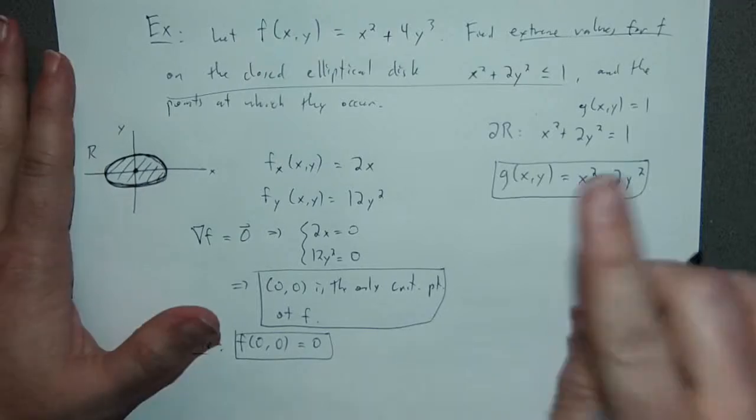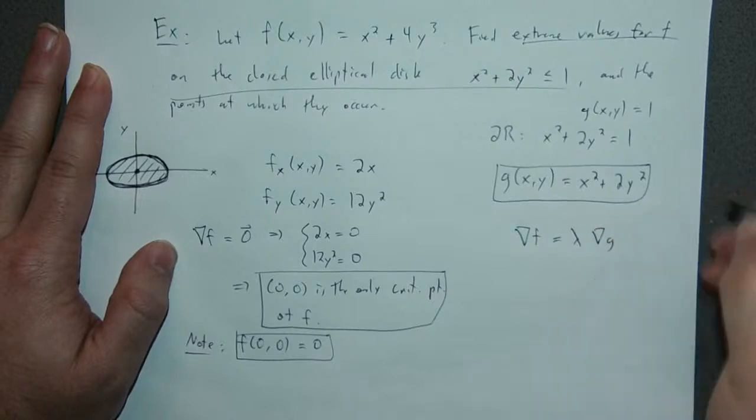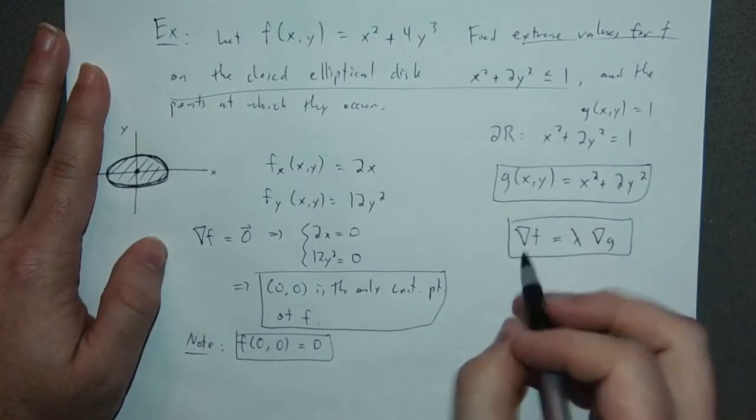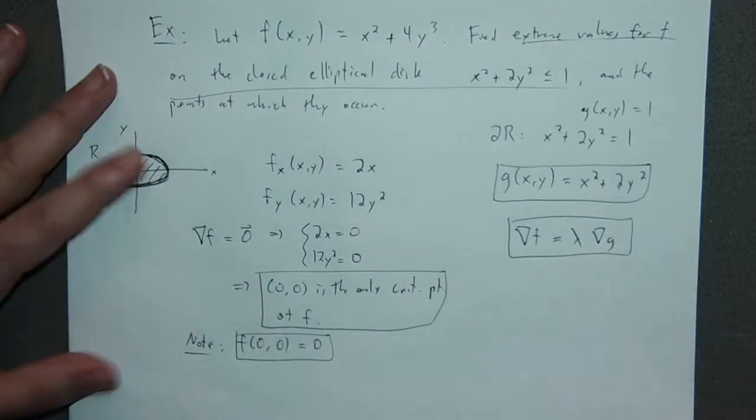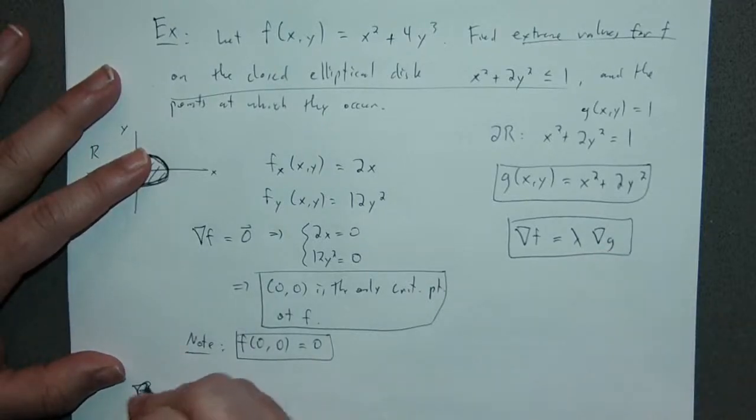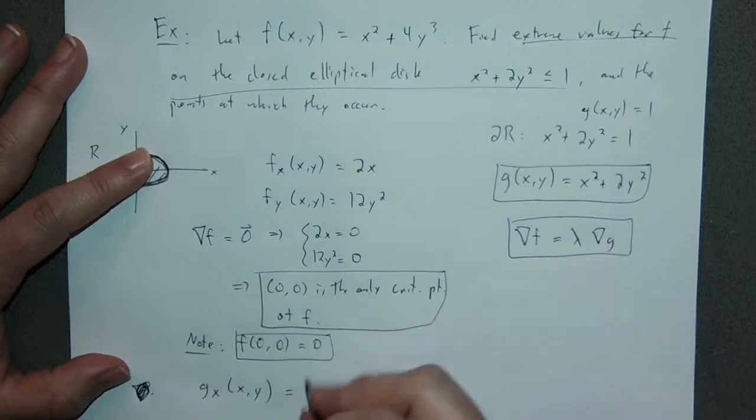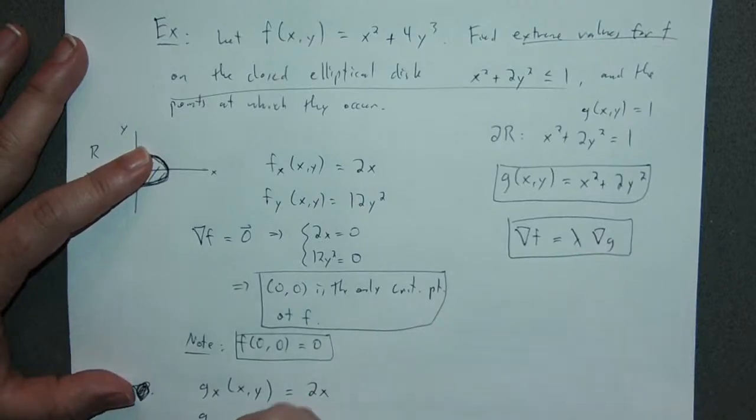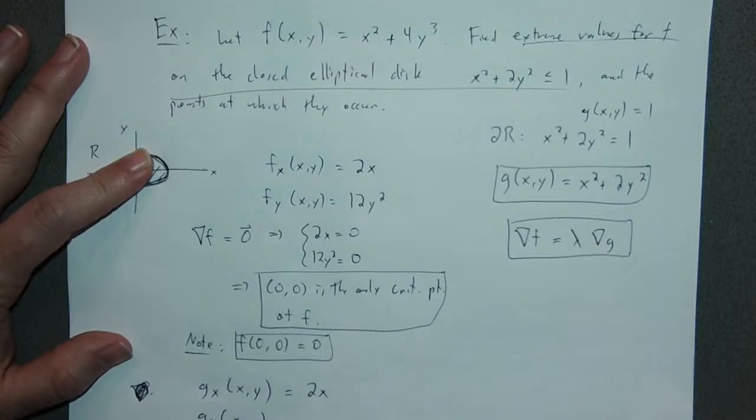Remember, the Lagrange multiplier equation: gradient of f is equal to lambda times gradient of g. I've already computed the gradient of f. There are the components. Now I need to compute the gradient of g. So what's the gradient of g? Let's just write it as the x and y partials of g. The x partial of g is just 2x. The y partial of g is 4y. There it is.